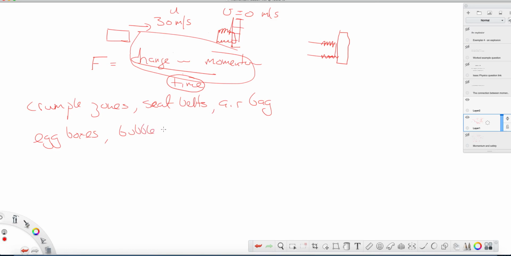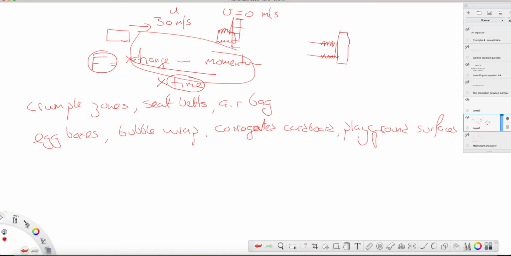So you've also got egg boxes that work on the same principle. Bubble wrap works on the same principle. Corrugated cardboard boxes work on the same principle. Playground surfaces, you know, you've got these squidgy black playground surfaces. They work on the same basis. They're made of old tires. All of these, what they do is, for the same change in momentum, they make a greater period of time be used for that change in momentum, which means the resultant force is smaller because the force is the change in momentum divided by the time.